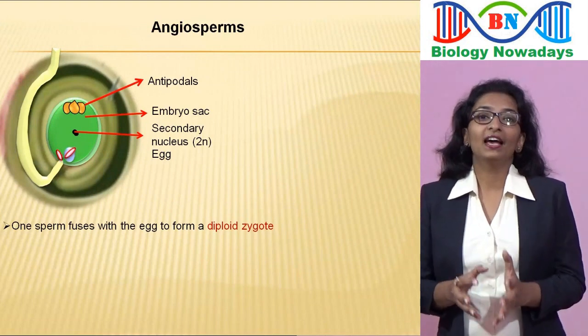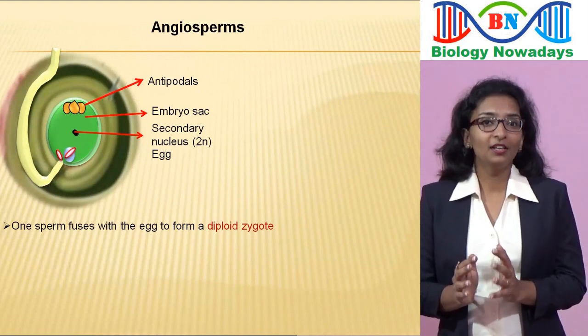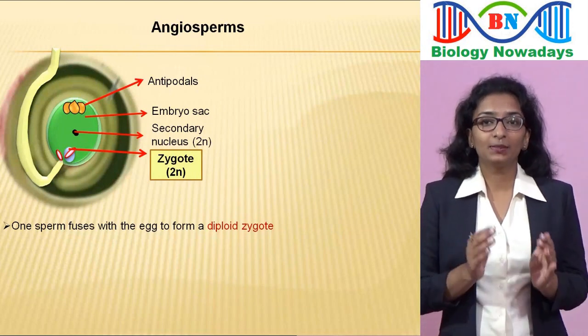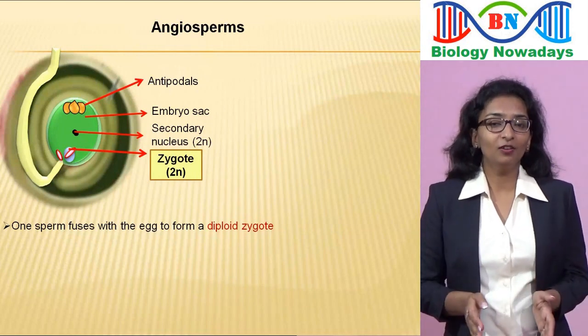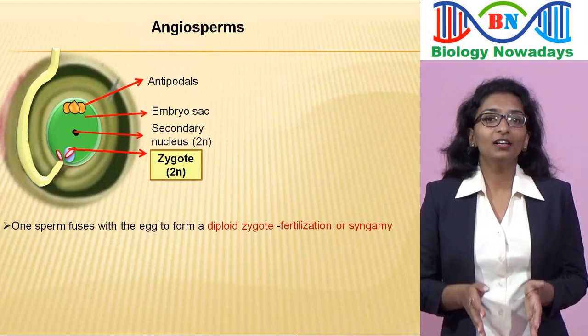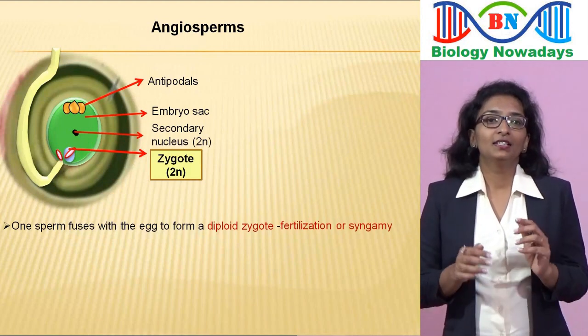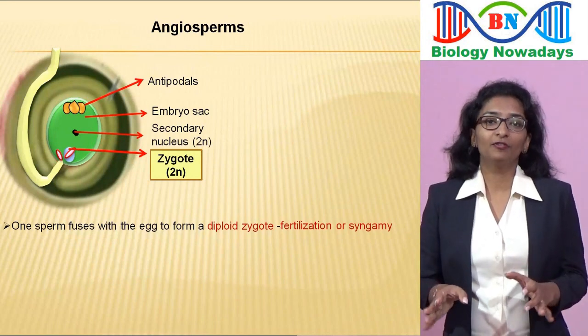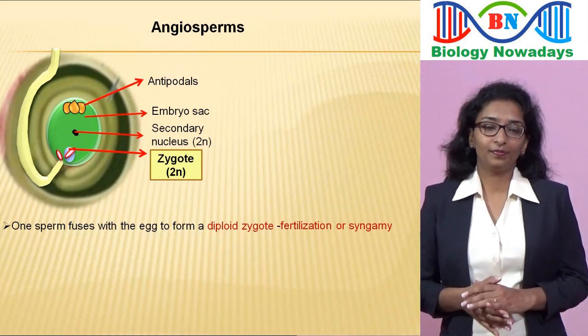The sperm nucleus and the egg nucleus fuse to form a diploid zygote. This fusion of sperm and egg nuclei is called fertilization or syngamy. So, like gymnosperms, angiosperms also don't require water for fertilization to occur.